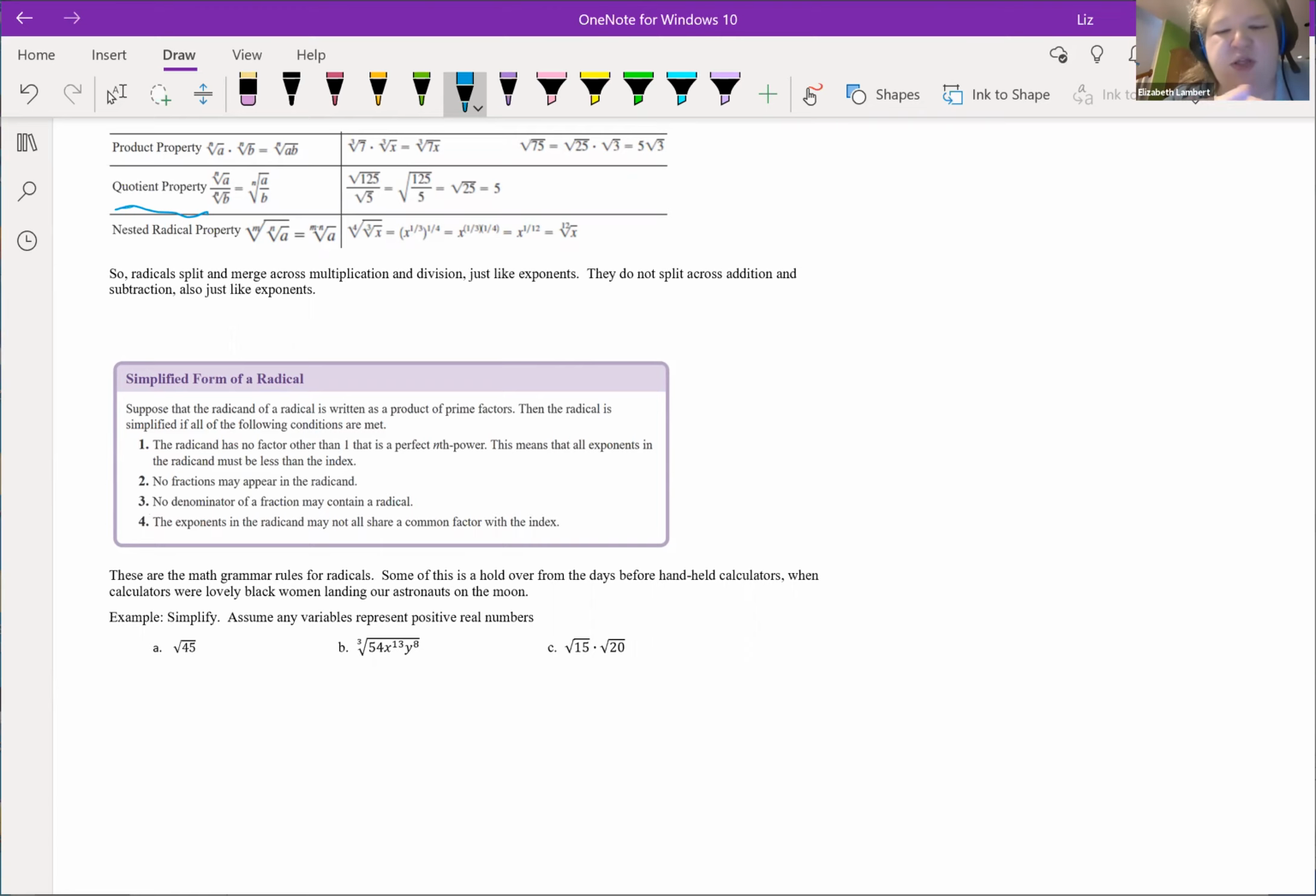All right, generally the way you're going to see this though is you're going to have numbers in a radical and x to higher powers than the index of the radical. And so we're going to look for groupings that can come out of the root.